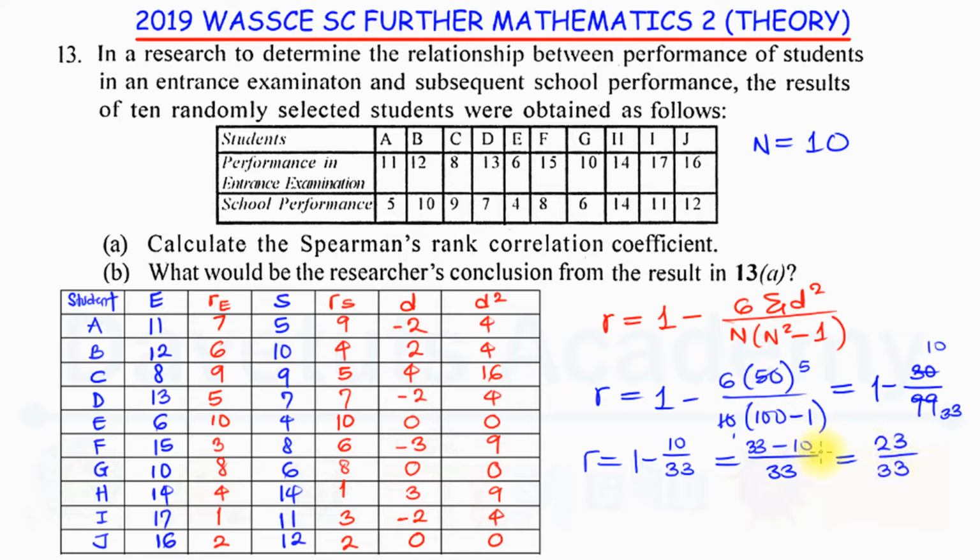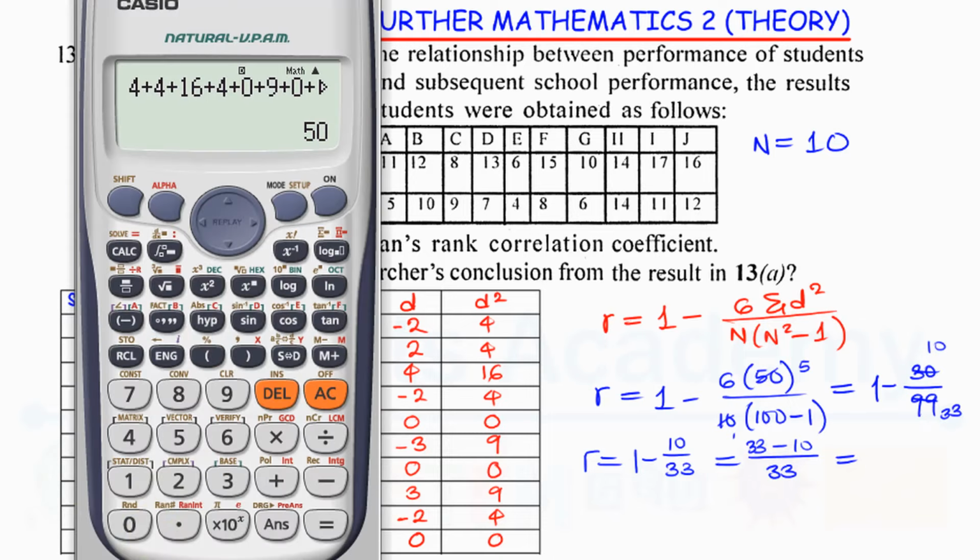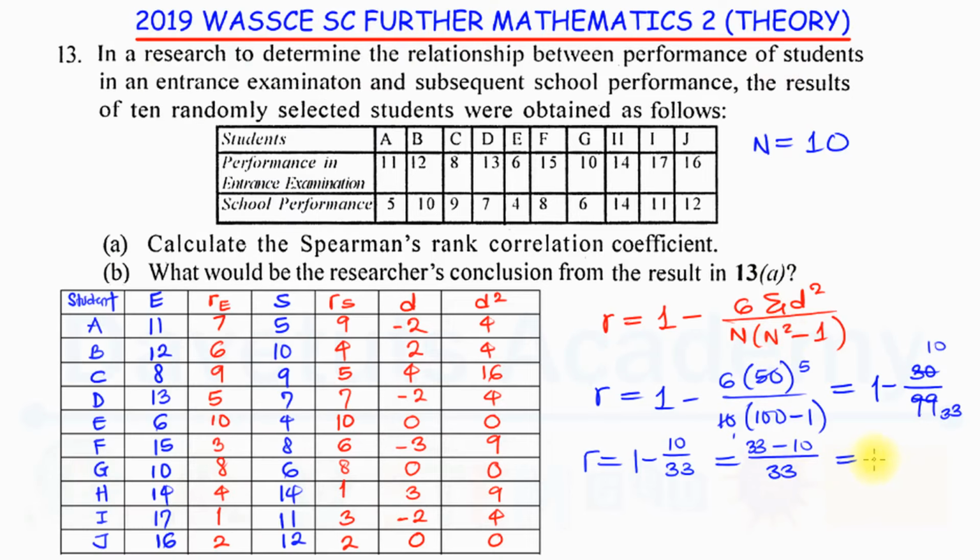So 23 over 33 is the value here, but I can just put that in decimal because that will be more suitable for us. So 23 divided by 33 is 0.69, meaning that this bar means that it is repeated. So we can say it is approximately 0.697, okay, as the Spearman's rank correlation coefficient.